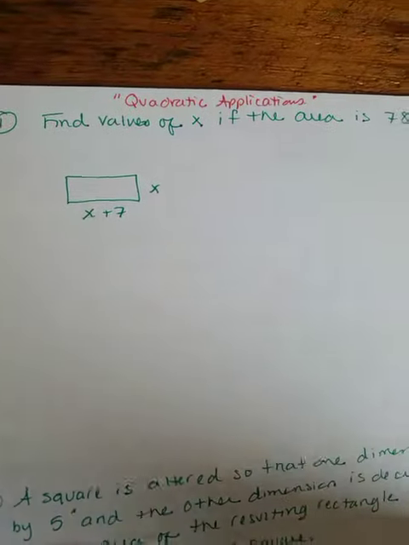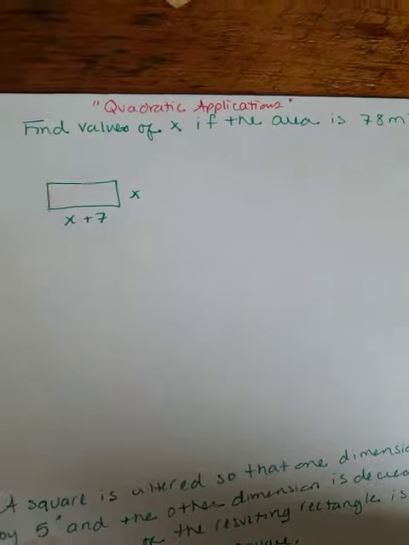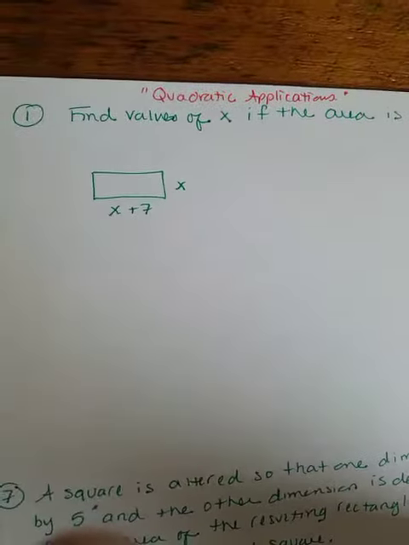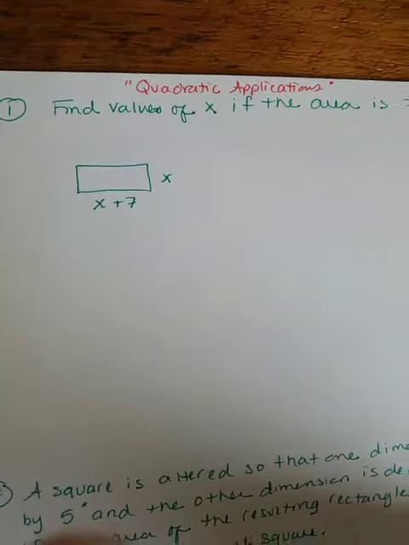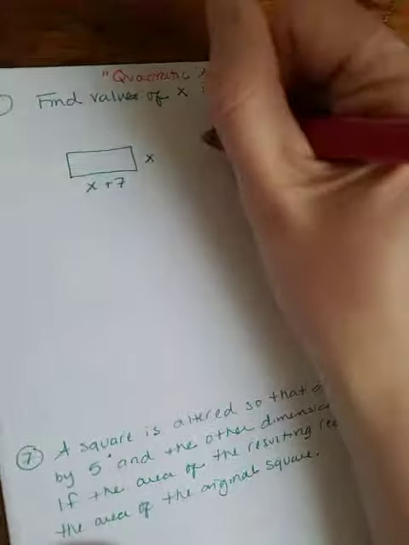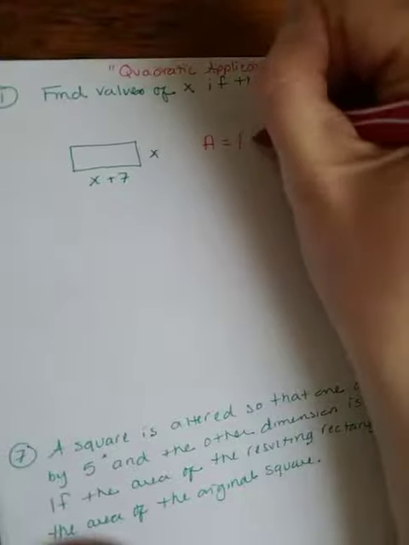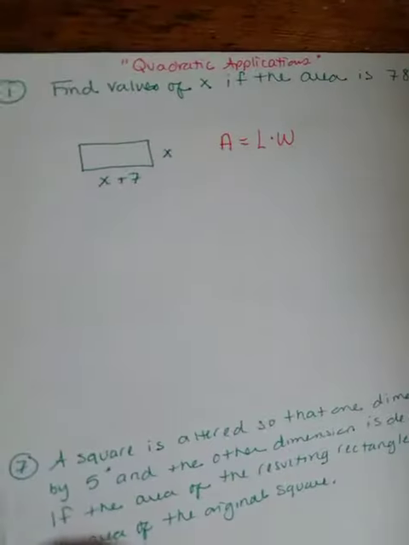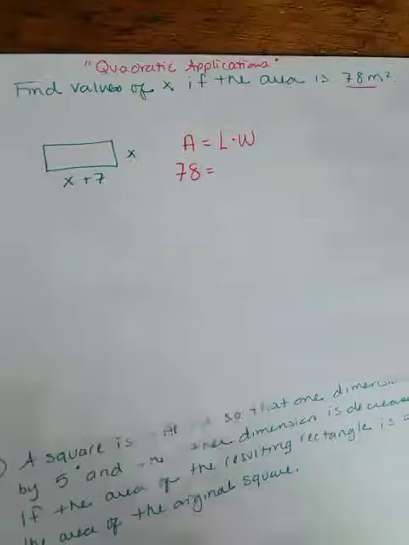It says find the value of x if the area is 78 square meters for the figure below. So they gave you this rectangle on the worksheet, and they want you to figure out what x is if the area is 78 square meters. So what you need to remember is the area of a rectangle is length times width. We know the area is 78 square meters, so 78 is going in for A.